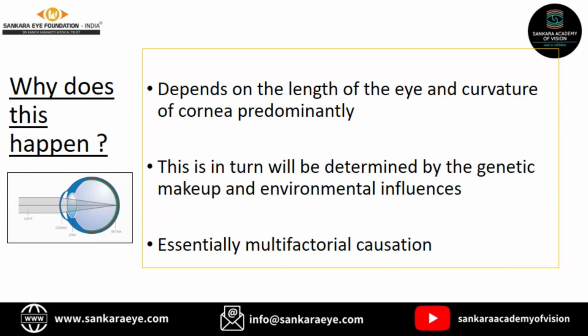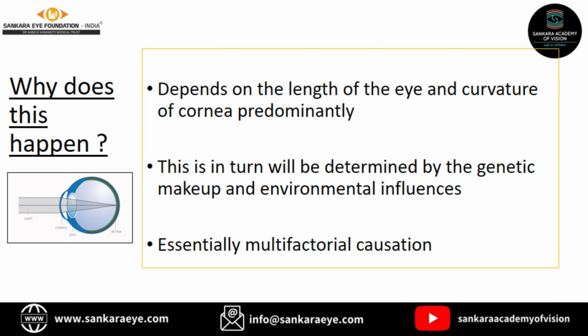Now, what is also important is why this power change happens. It is essentially because of the length of the eye. As we looked at, it's like a camera, so it largely depends on whether the lenses are working appropriately and are appropriately placed. The length of the eye and the curvature of the cornea are the two important determinants of the power in the eye. So how are they determined? That could be determined by our genes and also by environmental influences. That essentially goes on to say it is multifactorial in causation.